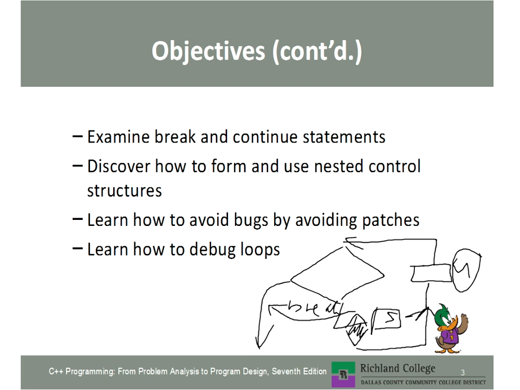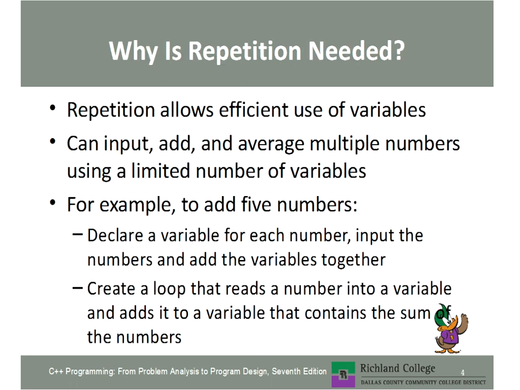The continue will just ignore the rest of the statements. So that's going to be an important concept in this chapter. So why do we need repetition? We need to use variables efficiently. If you have 100 values, you don't want to create 100 variables. You can just reuse those memory addresses. You can input and add or average multiple numbers using a limited number of variables. In that case, we use a total counter, a running total, or sometimes we call it an accumulator.